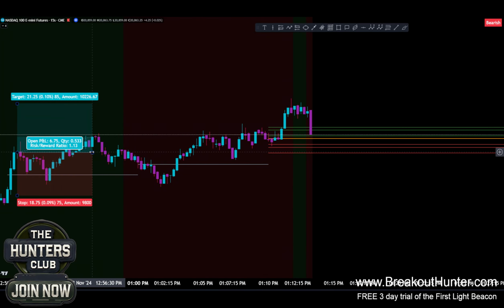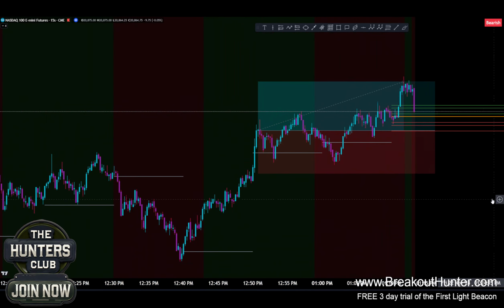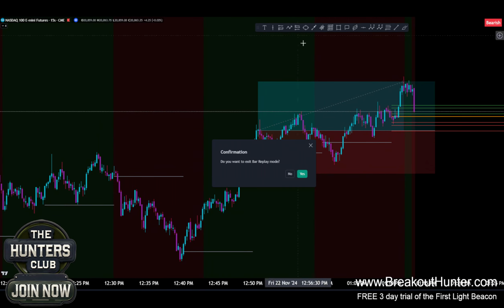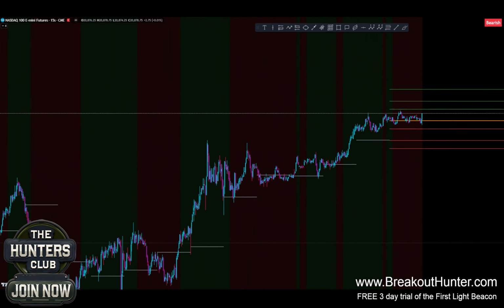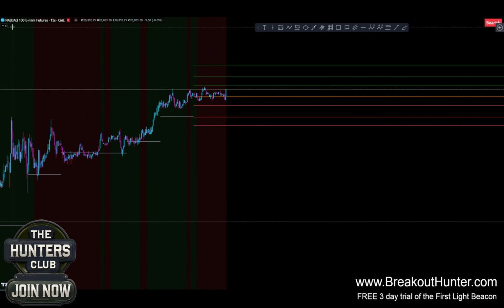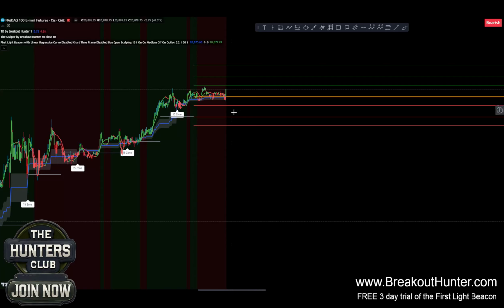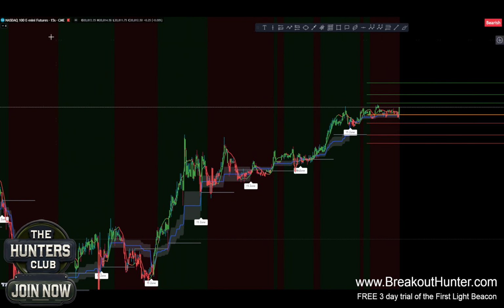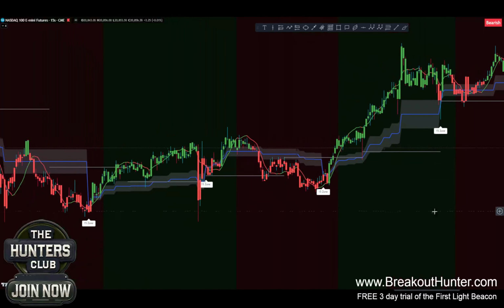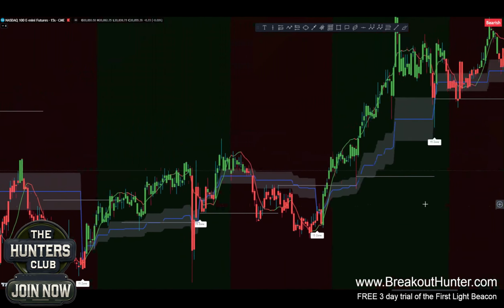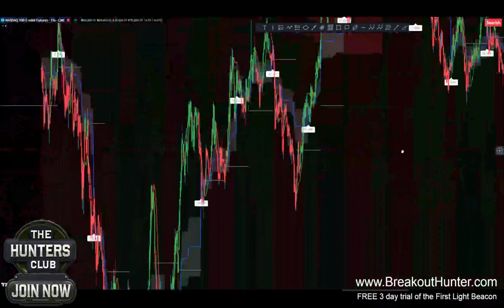Okay, so it does win. There you go. And that's 85 ticks. So that's basically how you use those two together. Now, when we combine the first light beacon with it all, you're gonna see just how powerful this really is.